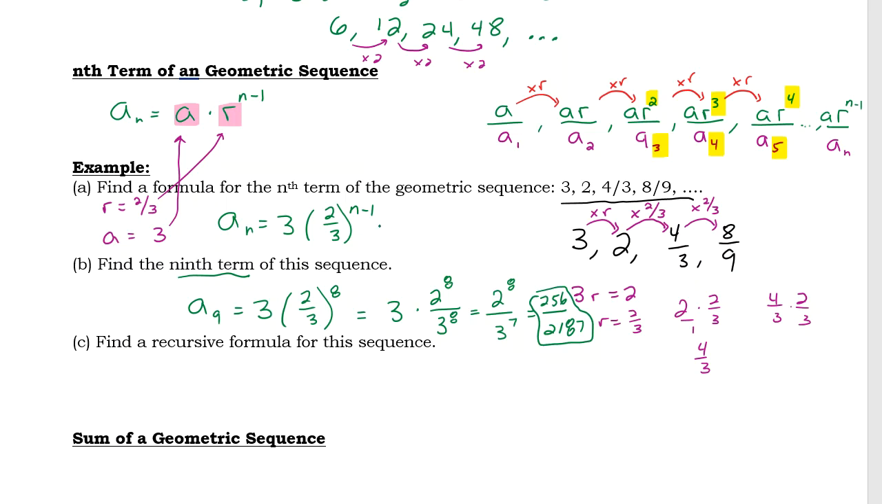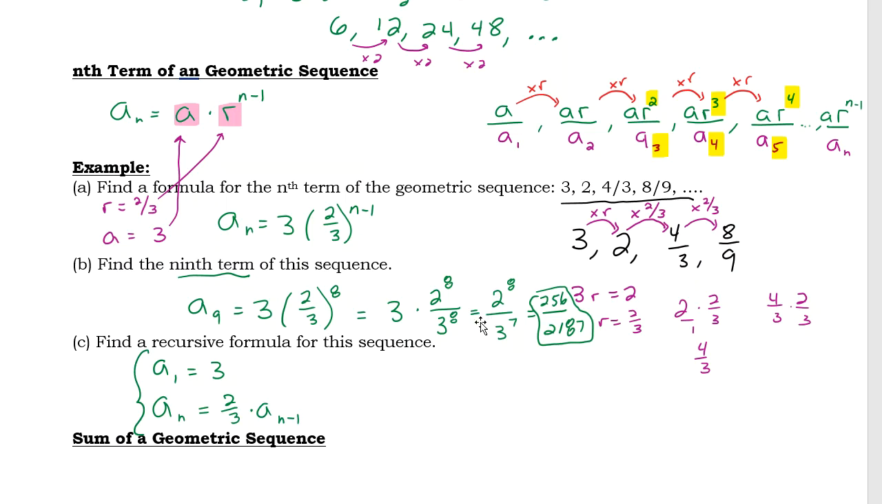Okay, a recursive formula. So remember, a recursive formula is going to have two parts to it. It's going to tell you what the first term is. So our first term is 3. And then it's going to tell you how to find the next term. So if I want to find the nth term, I'm going to take my common ratio, which is 2/3, and multiply that by the term before it, which is a sub n minus 1. So this is the recursive formula.